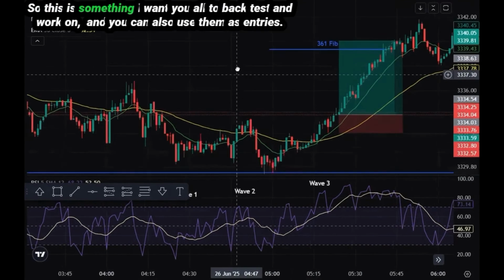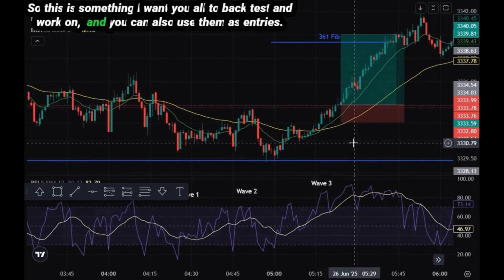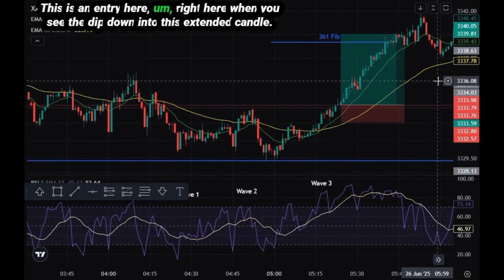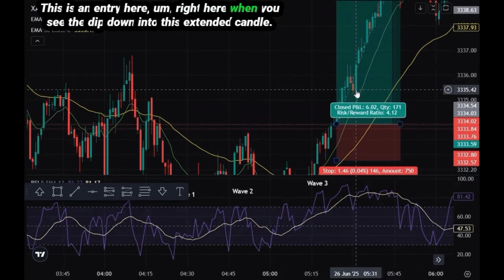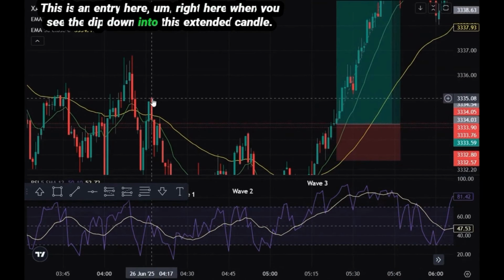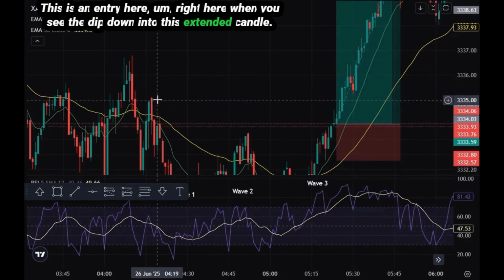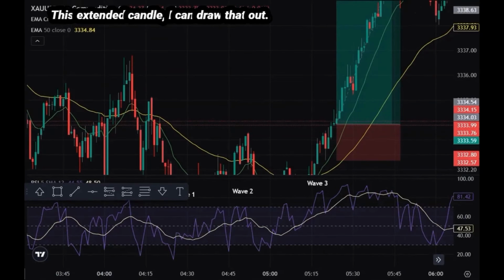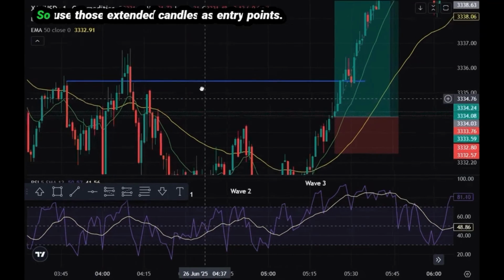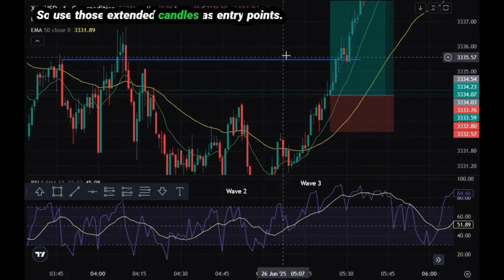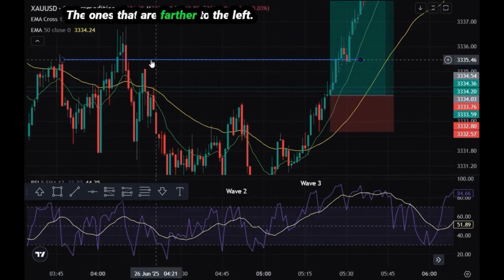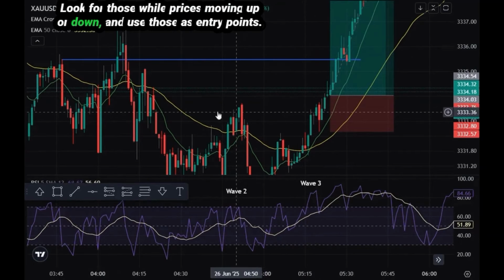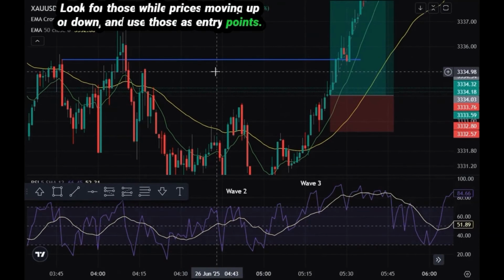So this is something I want you all to back test and work on. And you can also use them as entries. This is an entry here, right here, when you see the dip down into this extended candle, this one right here. I can draw that out. So use those extended candles as entry points, the ones that are farther to the left. Look for those while price is moving up or down, and use those as entry points.